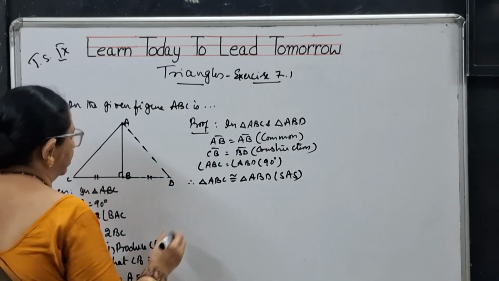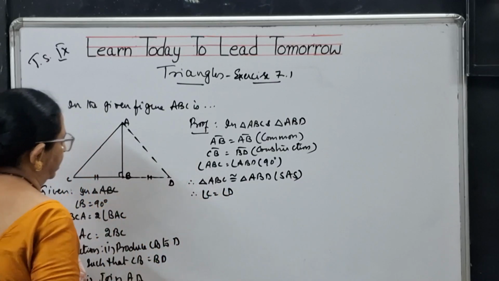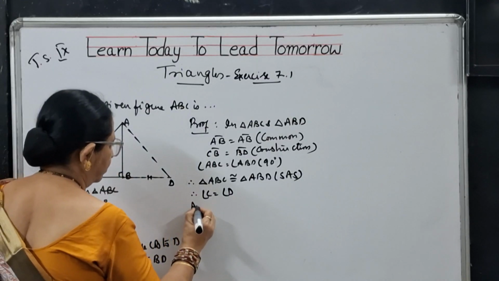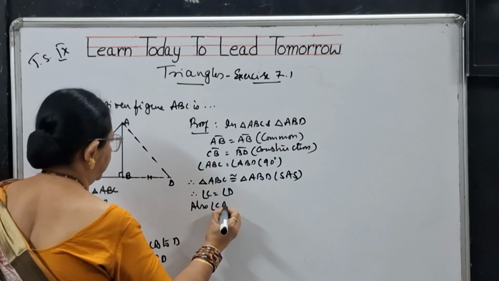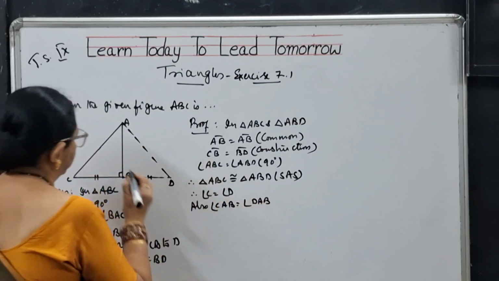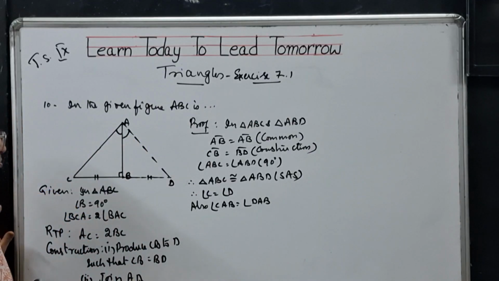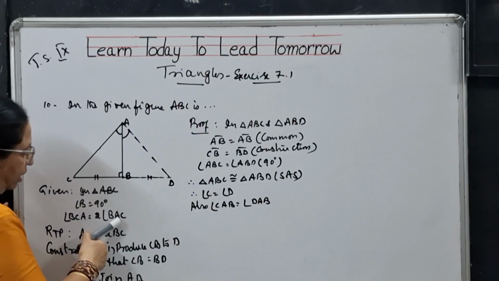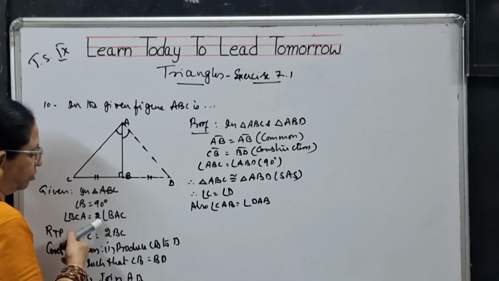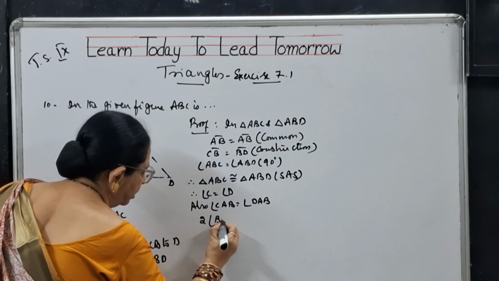If these two are congruent, we can say that angle C is equal to angle D. Angle B is equal to angle B, already we know. And also angle CAB is equal to angle DAB. But what is angle CAB? That is angle BAC, it is the same. So that is 2 times angle BAC.